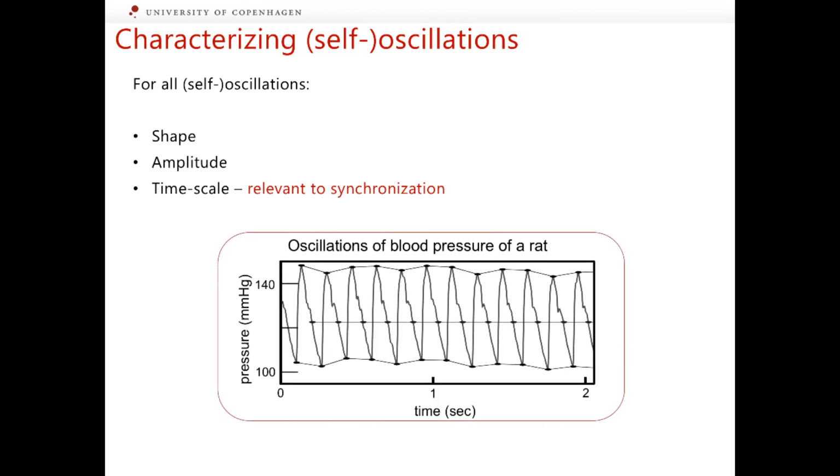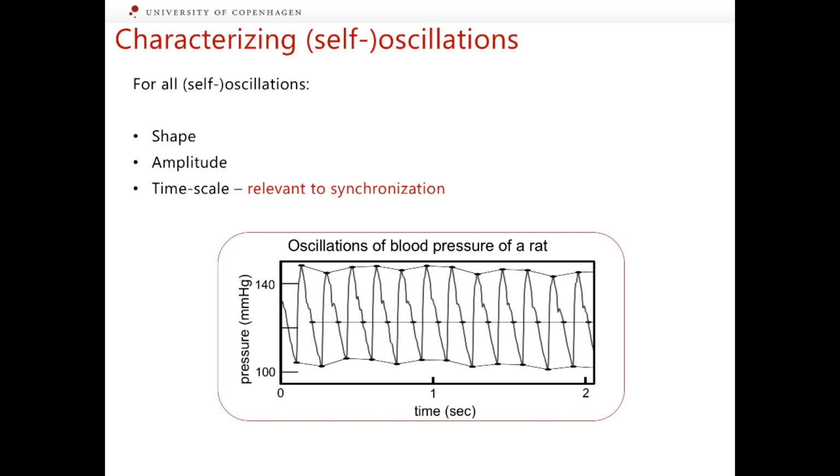In the figure, one can see oscillations of the blood pressure of a laboratory rat. When we analyze synchronization, we usually ignore the amplitude and the details of the shape of such oscillations and pay attention only to the time scale, which is a parameter that characterizes how fast the quantity being observed roughly repeats a certain pattern.